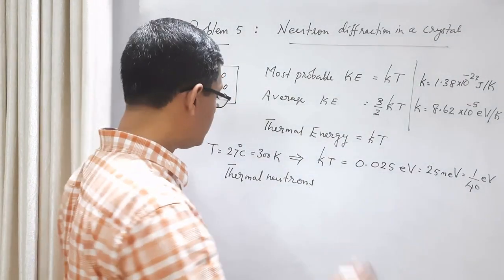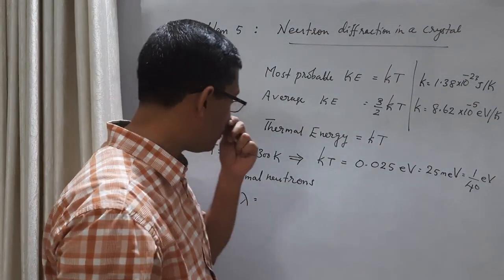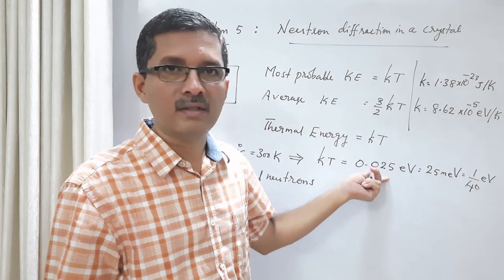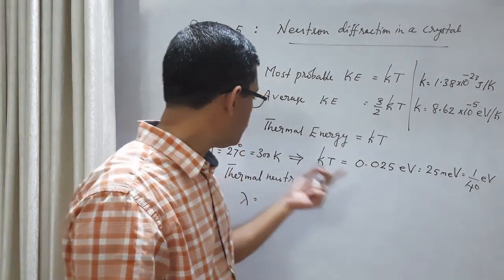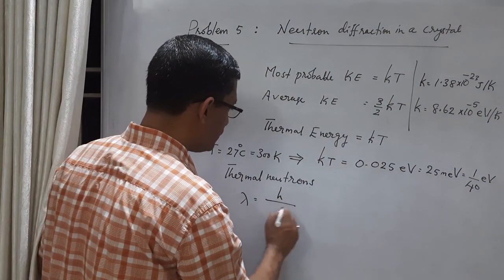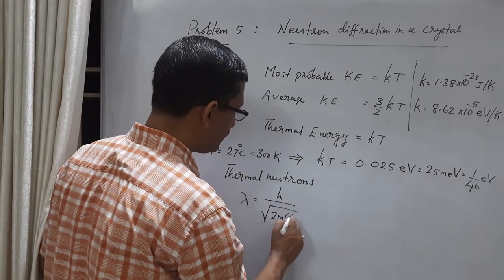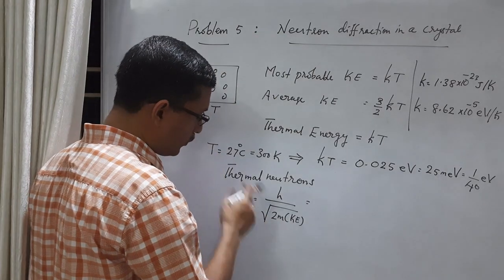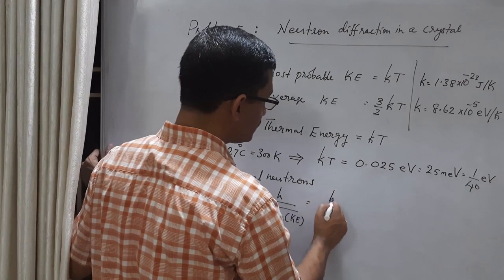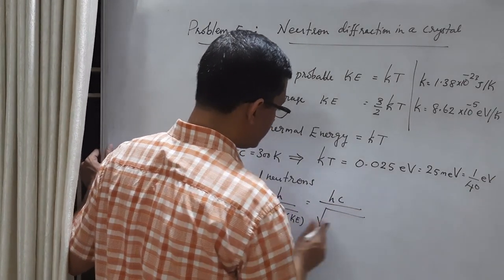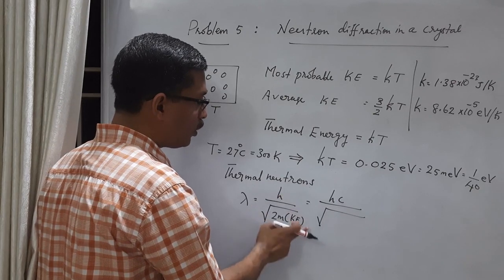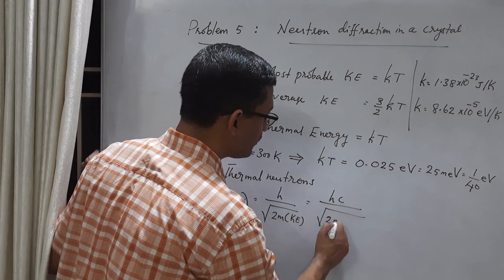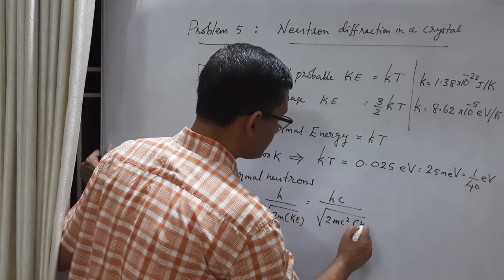What is their de Broglie wavelength? The most probable kinetic energy is this. This kinetic energy is very small compared to the rest energy, which is 939.57 mega electron volt. Therefore, we can use a non-relativistic calculation, that is h by square root of 2m into kinetic energy, where m is the mass. Instead of this formula, it is convenient to multiply numerator and denominator with c. The c in the denominator you can take into the square root, so it becomes c squared, so you can write it like this.